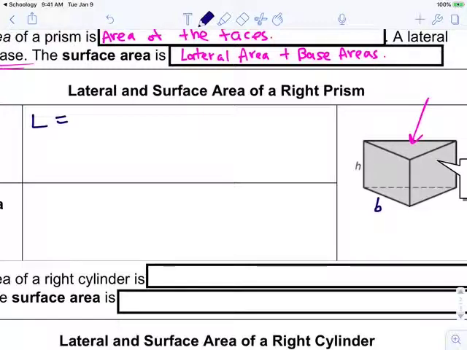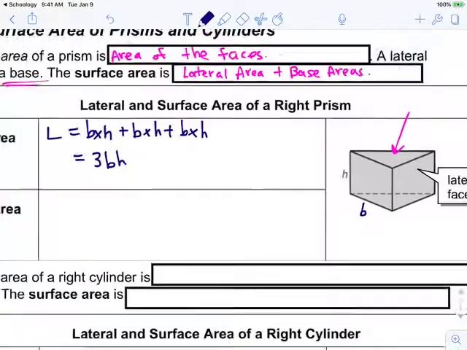What's the area of one face? B times H. How many of them do I have? 3. I have 3, so I could say plus B times H plus B times H. But that's a lot of writing, so it'll probably be easier just to write 3BH, right? That makes sense.